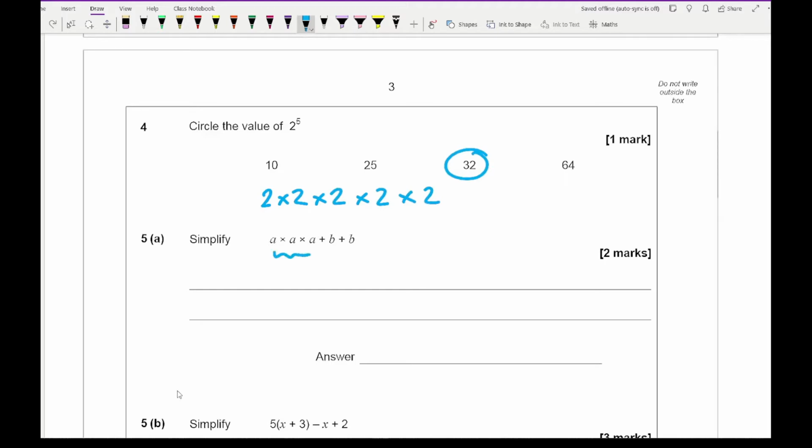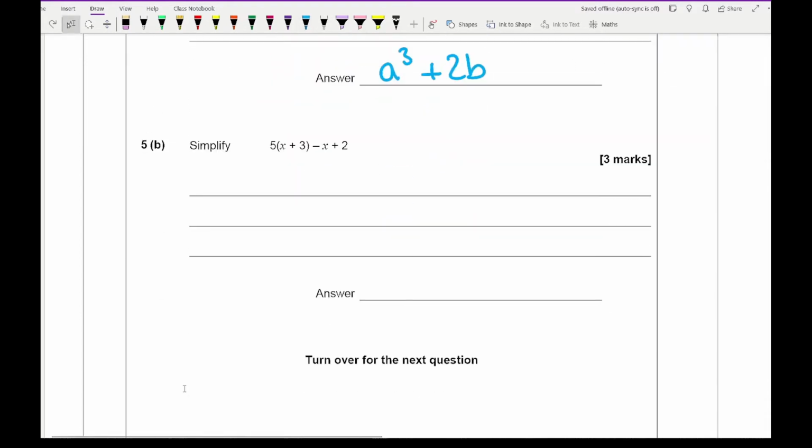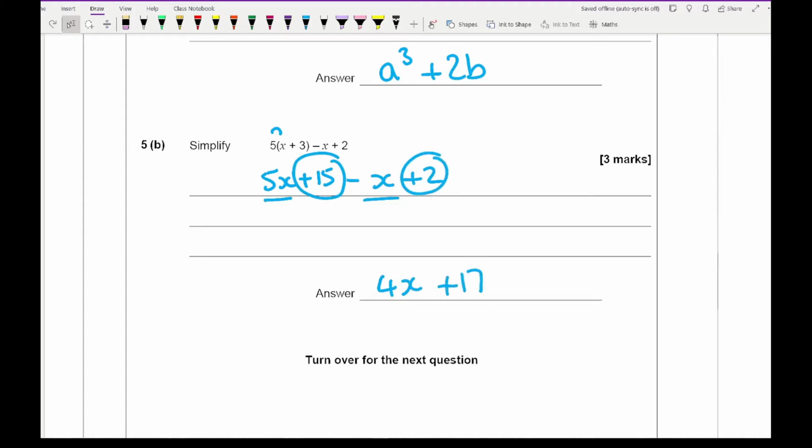So what we want to do is simplify this, which is a cubed, and then simplify this, which is plus 2b. Then for question 5b, we just want to expand the brackets first. So we've got 5x plus 15, and we've got minus x plus 2. Now if we join the x's together, I end up with 4x. And if I join the numbers together, I've got 15 plus 2, which is 17.